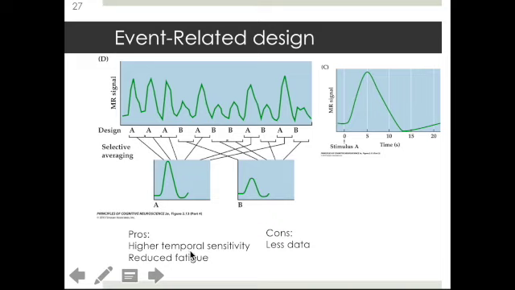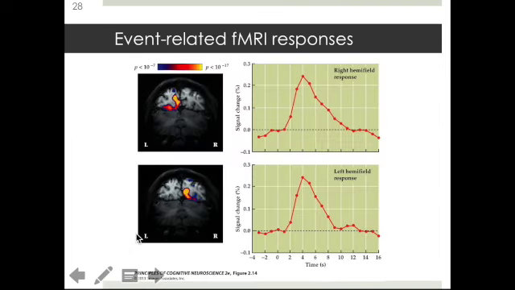But a major pro is that you can have reduced fatigue levels, so you don't have this habituation effect that is associated with rapid repetitions of the same stimulus. And so using this event-related functional MRI technique, you can get functional MRI responses that are related to each event, right? Such as seeing a face, for instance.